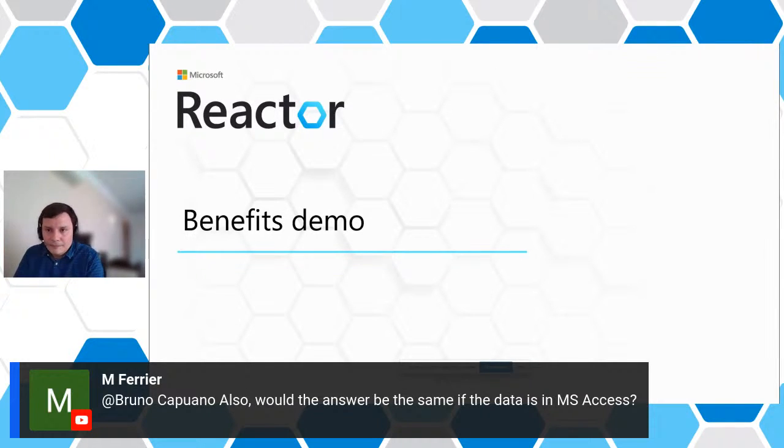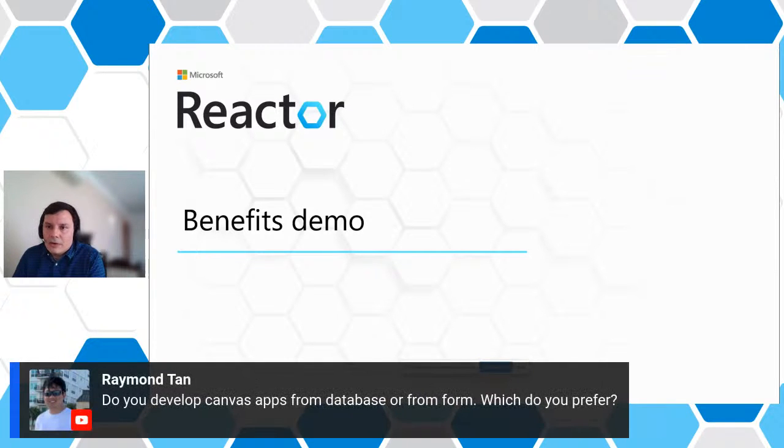Okay. The next one: do you develop Canvas apps from a database or from a form? Which do you prefer? I always prefer not to use forms. Forms are really easy for building applications, because they take all the metadata from that data source. It might be an Azure SQL database, or a local server, or a SharePoint list. It gets that and builds the form for you, but it's really tight.